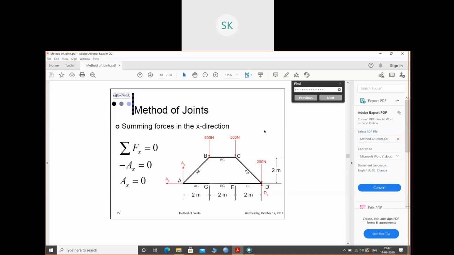The cursor is not moving. Wait. I went to my terrace, but now it's raining, I cannot go. Let me do one thing. Let me share my screen once again. Hope this time it will work.